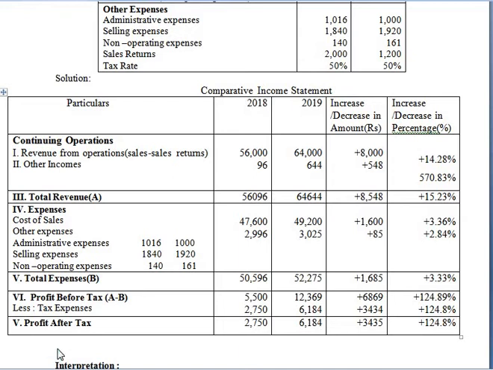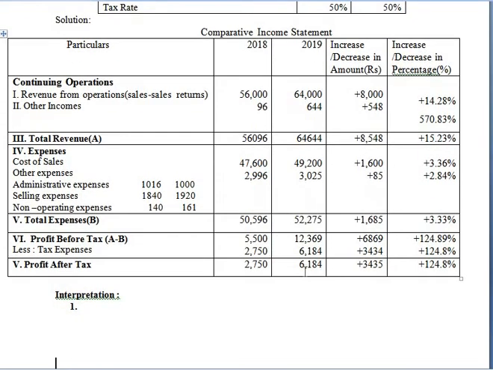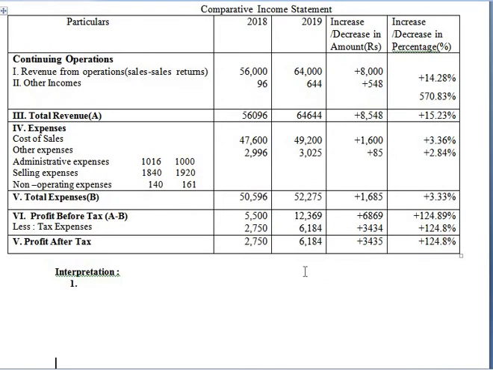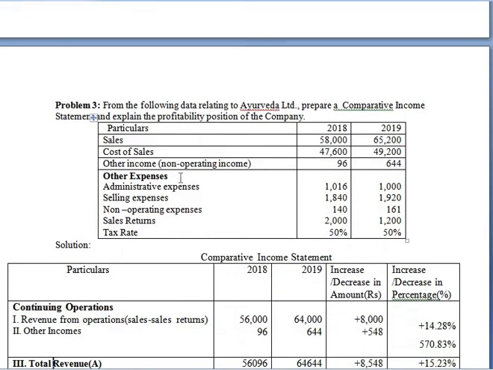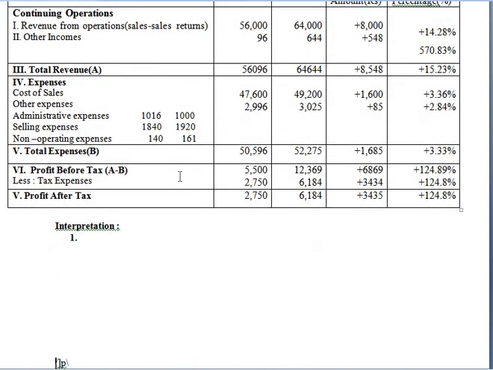Now on this statement, whatever comparative income statement we have prepared, we have to write the interpretation or conclusion. Interpretation and conclusion on what? Here you can read the question. Prepare the comparative income statement and explain the profitability position of the firm. So we have to explain the profitability position of the firm.